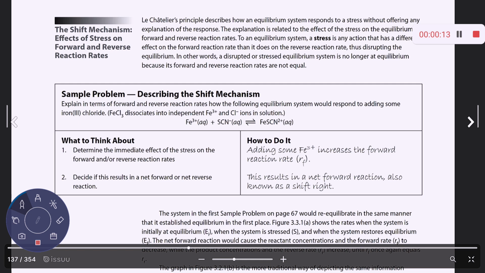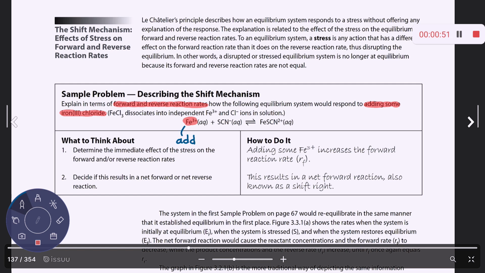Anytime you add something, you're actually going to increase the rate, and we need to represent that on a graph. So in this sample problem, it says explain in terms of the forward and reverse reaction rates what will happen when we add some iron 3 chloride. So iron 3 chloride is soluble in water. It separates into iron 3 and chloride ions. The iron 3 ion is the only one that's relevant to us because it's the only one that's in the equation, okay? So here we are adding some iron 3.